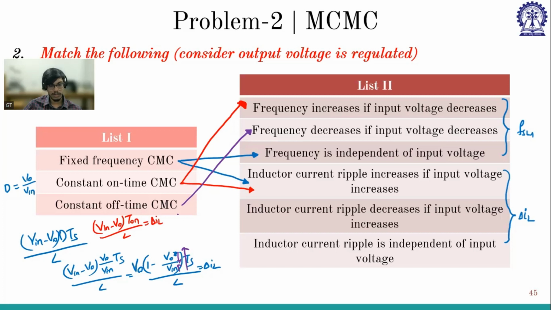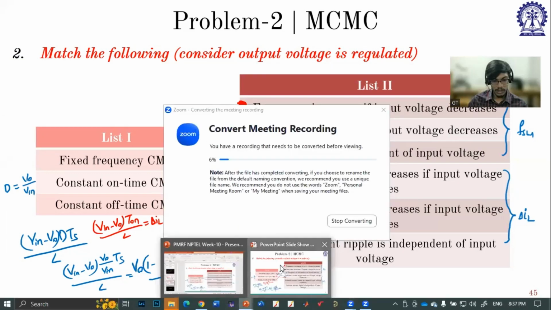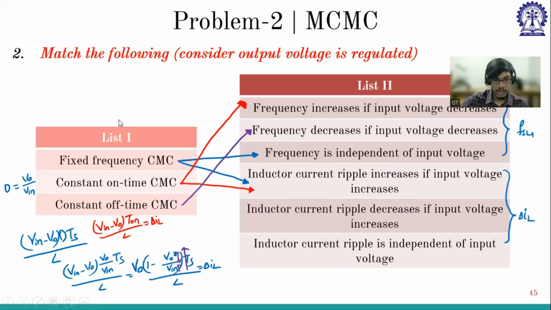It is the reverse, right, sir? Because it is the reverse of on time. Is it so? Shankar is saying ripple will be the same, or Shankar is saying ripple will be constant. So which one is it? So constant off time. I can say V naught into T off by L is delta IL. Do you agree?